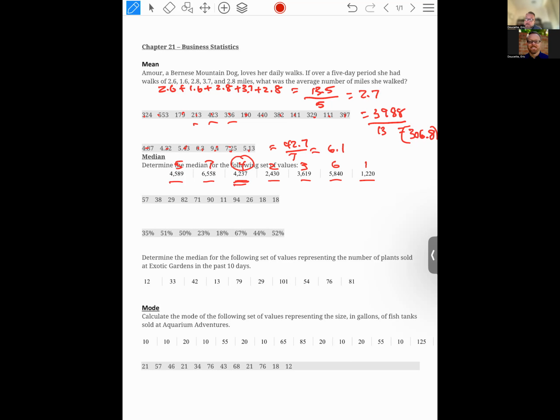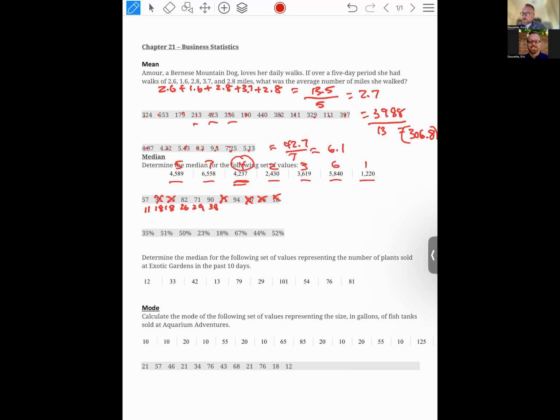However, sometimes you have 2 middle numbers. In this case, because we had 7, the 4th was right in the middle. There were 3 before it and 3 after it. But the next set of numbers, we have 57, 29, 82, 71, 90. So the best way to do it is really just to write it out. So 11 is the first number, then 18. The next ones, I usually cross them off as I do them. And the next lowest number is 26, then 29, so 26, 29. Looks like 38 is next.